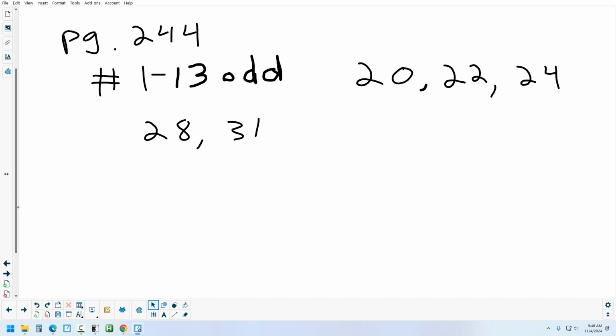Okay. So that's the homework for tonight on page 244. Okay, 1 through 13 is just odds. And then it's 20, 22, 24, 28, and 31. Okay, so we'll take a look at that tomorrow, and then we'll start our last section for the week tomorrow, and review day on Thursday.